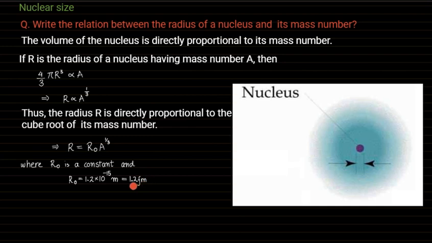Clear? So this expression gives us the idea about what will be the size of the nucleus, what will be the radius of the nucleus. Your radius of the nucleus will depend upon the mass number. The more the number of nucleons, the bigger the nucleus size will be.